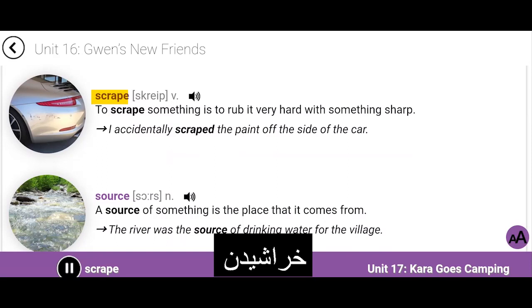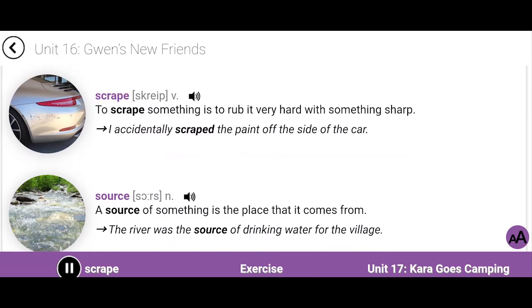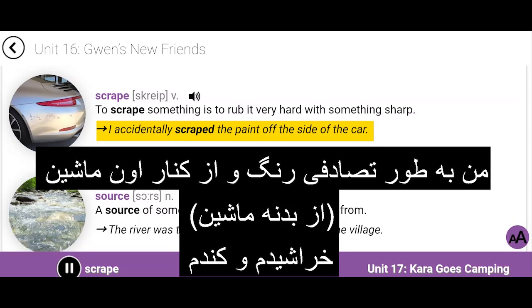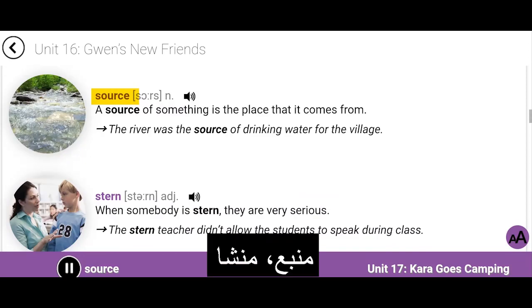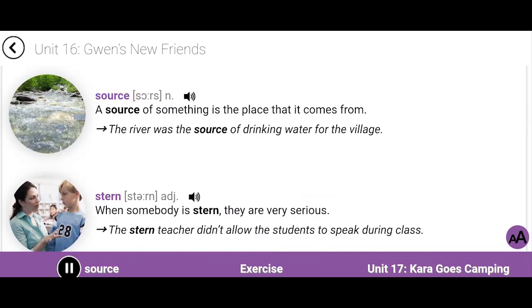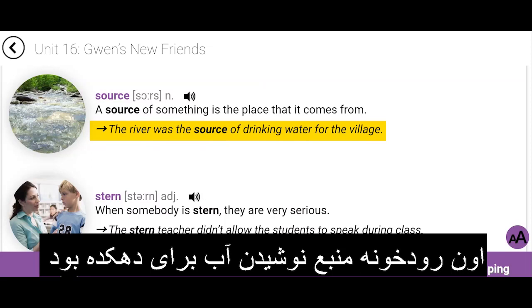Scrape. To scrape something is to rub it very hard with something sharp. I accidentally scraped the paint off the side of the car. Source. A source of something is the place that it comes from. The river was the source of drinking water for the village.